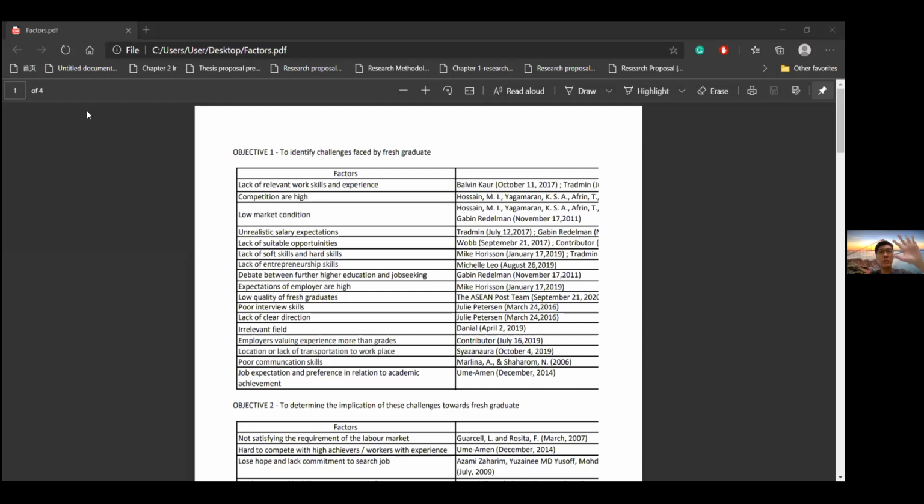I already listed out all these constructs for you. So there is no reason that you cannot find the items. If you cannot find an item, that means there is no way to do your research. When you cannot find your factors, it means other people also didn't do this topic.